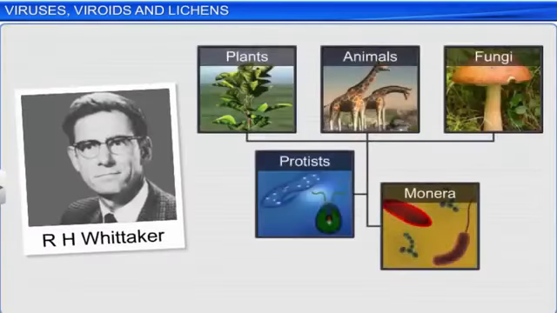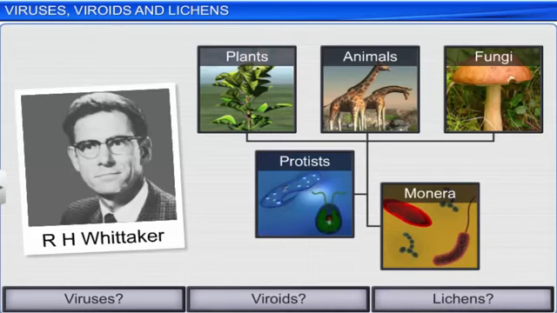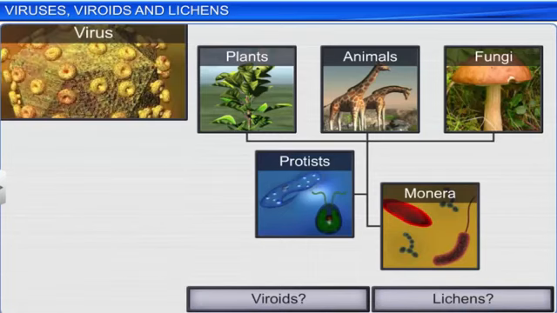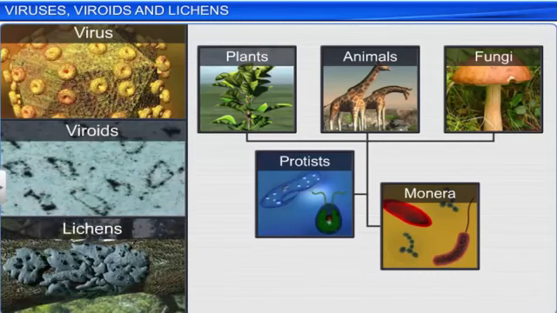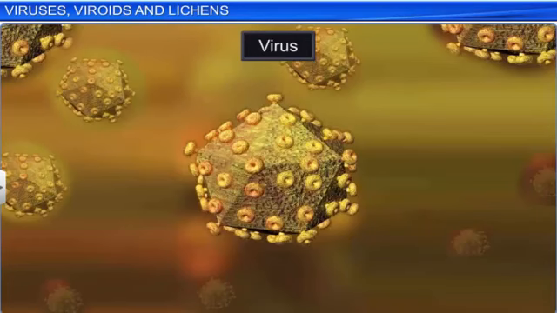R. H. Whittaker's five-kingdom system of classification did not take viruses, viroids and lichens into account. Viruses and viroids are acellular organisms. Since only organisms with cell structures were regarded as living, they were not included in the classification because they were not considered true living beings. Viruses are non-cellular organisms that possess an inert, crystalline structure outside their living cell.